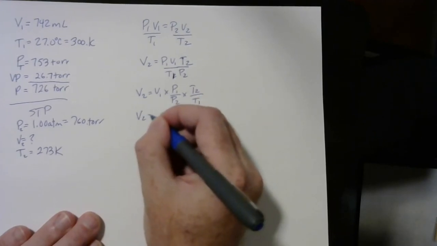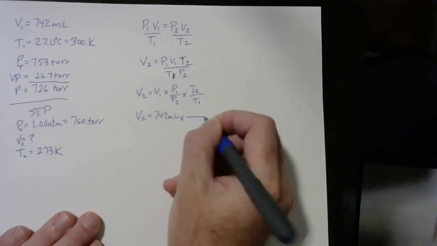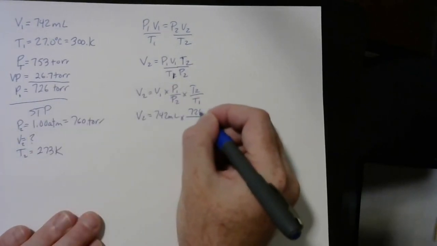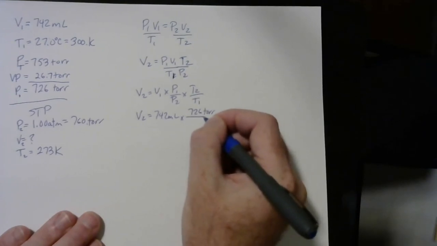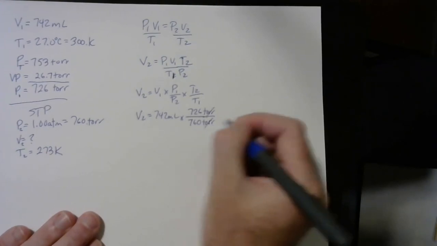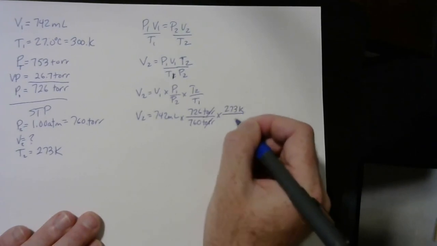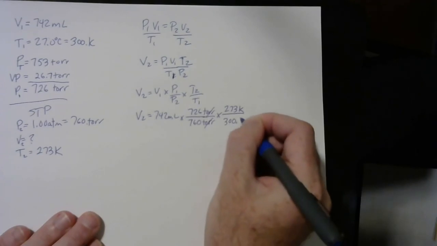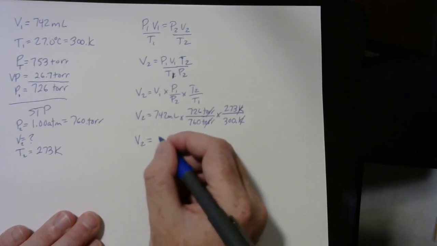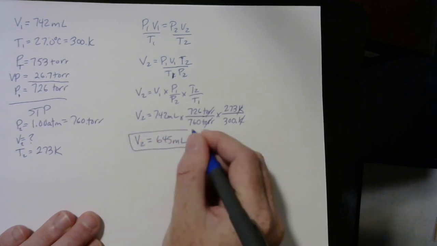We're going to plug and chug. 742 milliliters times our P1, which is going to ultimately be that 726 torr, divided by 760 torr. So that's going to cancel. That's going to be T2, so 273 Kelvin on the top, 300 Kelvin on the bottom, and the kelvins are going to cancel. So when you run that all through your calculator, you're going to get 645 milliliters, and that would be our answer.